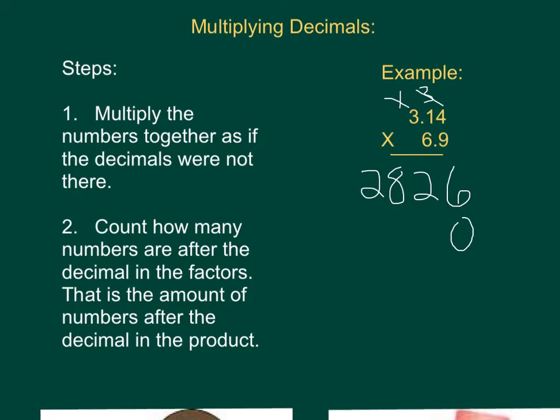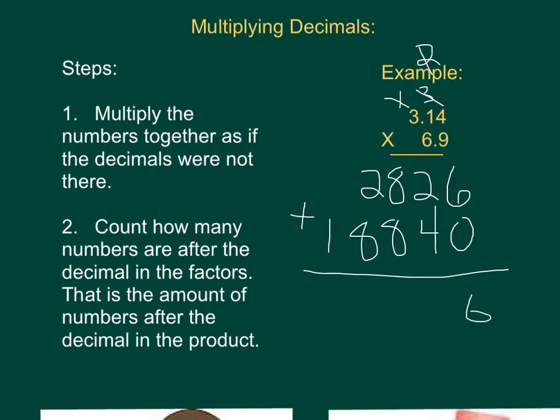6 times 4 is 24. Carry the 2. 6 times 1 is 6, plus 2 is 8. 6 times 3 is 18. Now we add our two numbers together. And we get 21,666. Now we go back and look at our numbers.